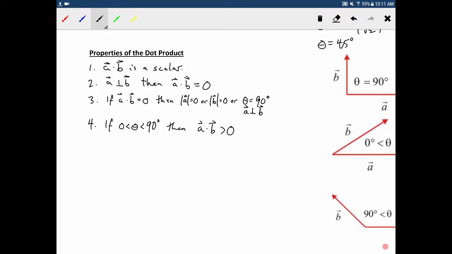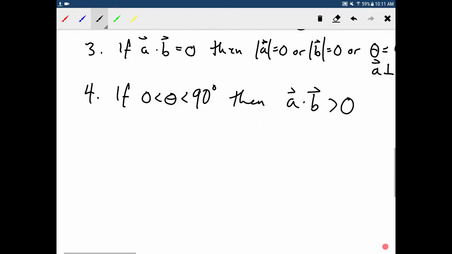So that's, yeah. And number 5. And that makes sense because magnitudes are always going to be positive, and if the angle is between 0 and 90 degrees, then cosine of theta will be greater than 0.